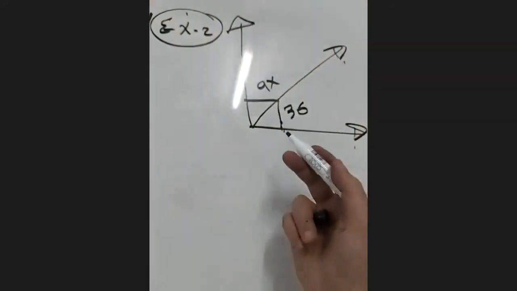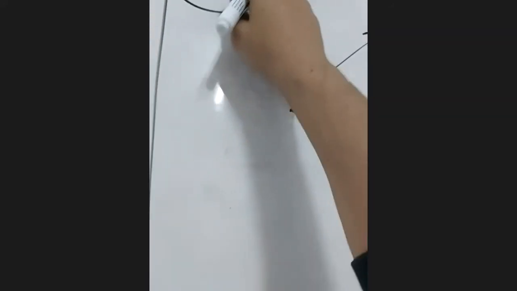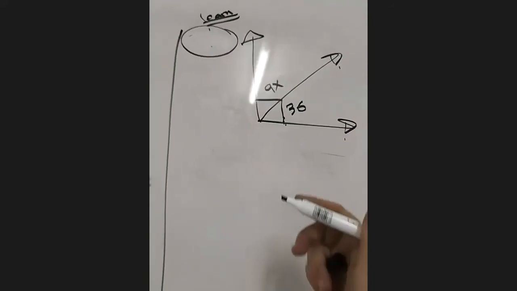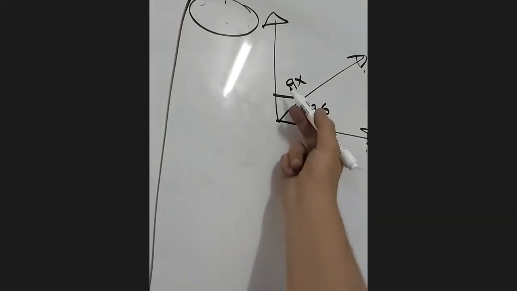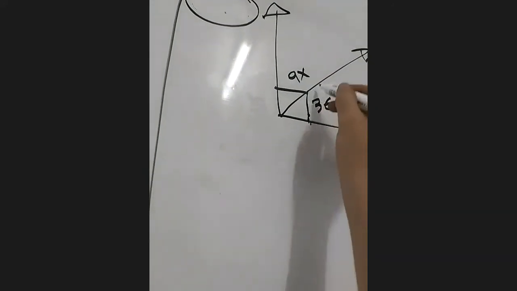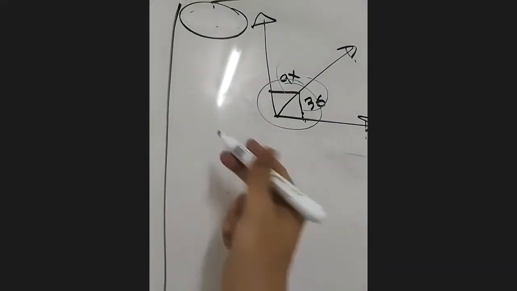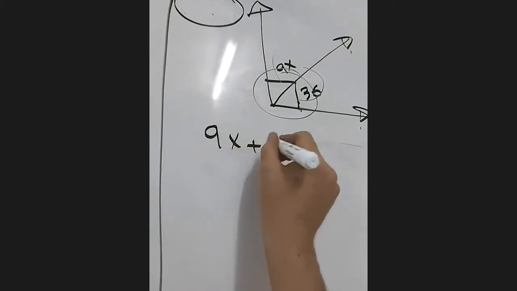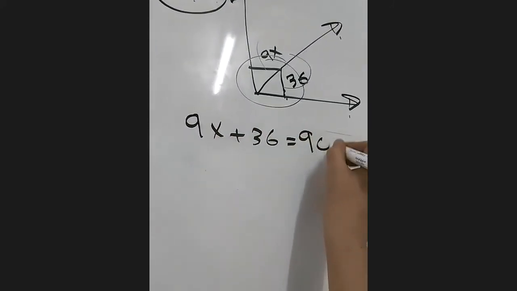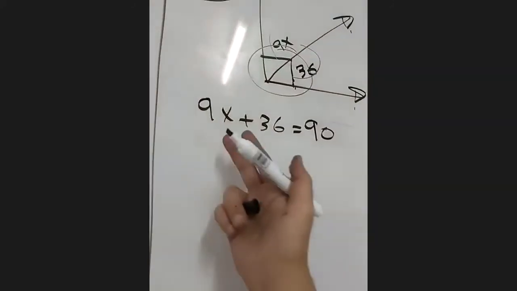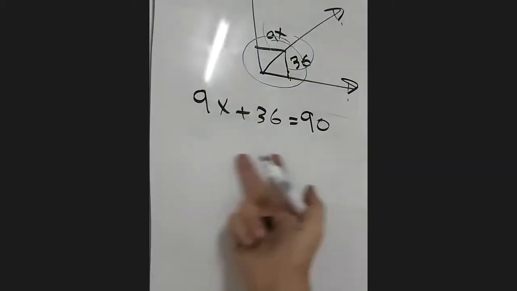Now, we know it's not example 2, it's the learn, guys. So focus on the learn. Tomorrow we'll do example 2. These two angles are complementary because if you add them, you will have the whole angle, which is 90 degrees. So 9x plus 36 equals 90.